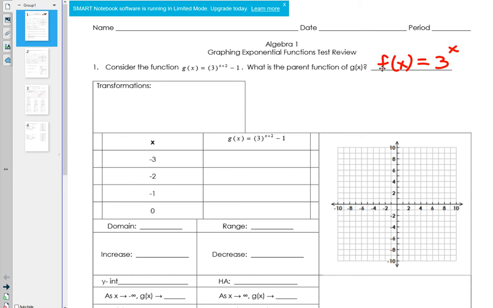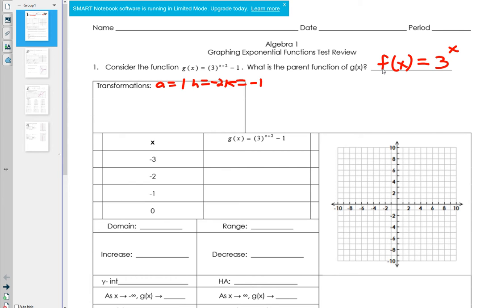The base is 3. So they want us to list the transformations. Transformations are based on a, h, and k, but you wouldn't just write a, h, and k. You have to tell me what a, h, and k are doing. What's a here? What's h? -2. And what's k? -1. So what transformations are going on here, just like it was on the quiz?